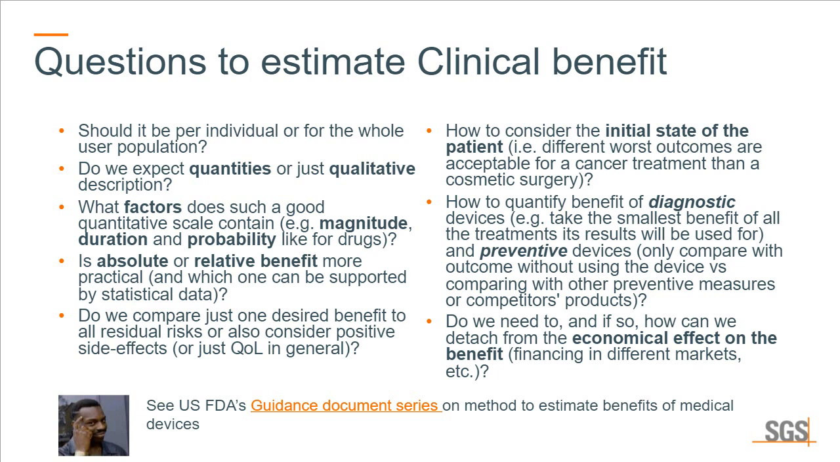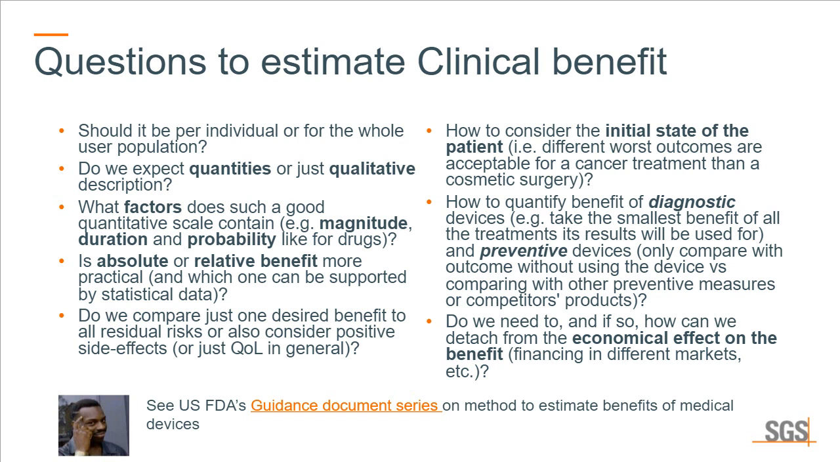However, if you try to do the right thing and you want to establish a detailed benefit profile for the device to make it an apples to apples comparison against the risk profile, then you will very quickly run into issues trying to come up with a robust and reproducible method. So you will ask a bunch of questions. Should it be per the individual, for the whole user population? Do we expect quantities or just qualitative description of the benefit? What factors does such a good quantitative scale contain?